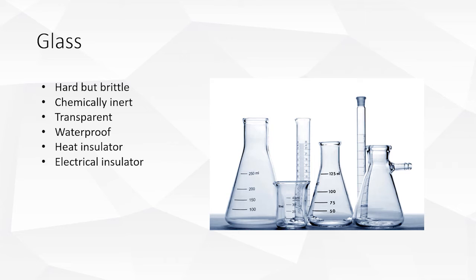Glass is used as a heat insulator and it conducts heat at much slower rates. Lastly, glass has electrons that are held tightly, thus preventing the flow of electric current, making it an electrical insulator.